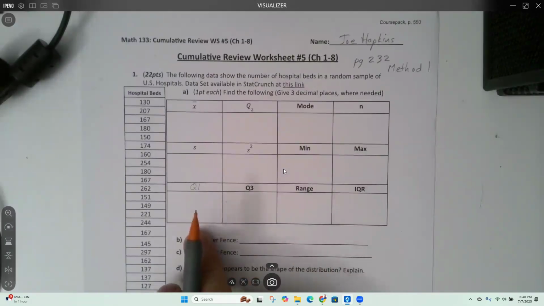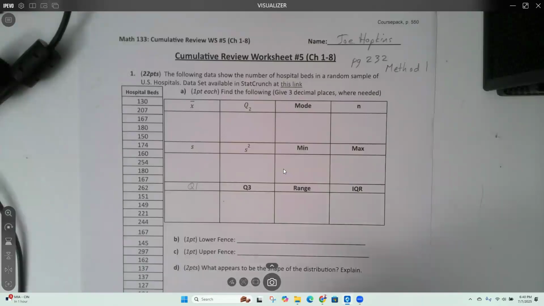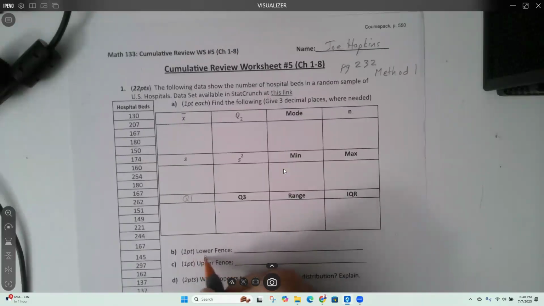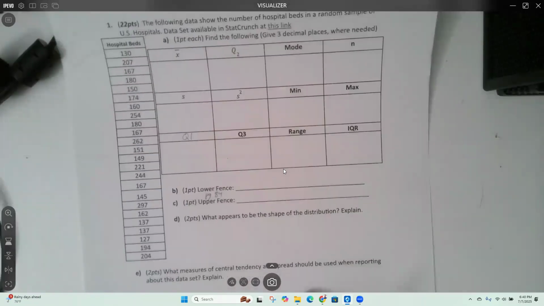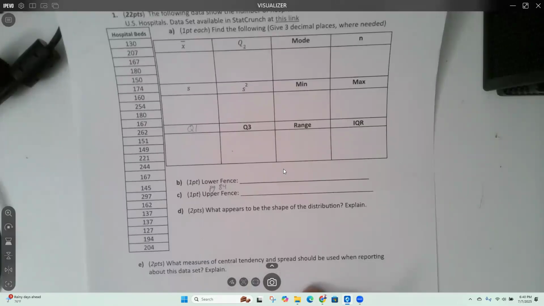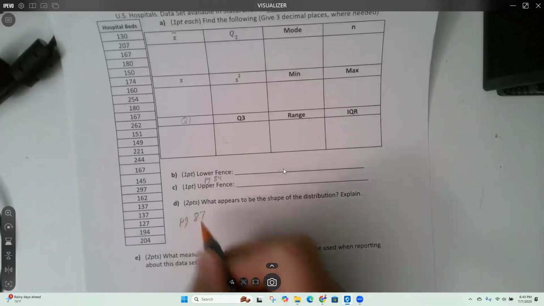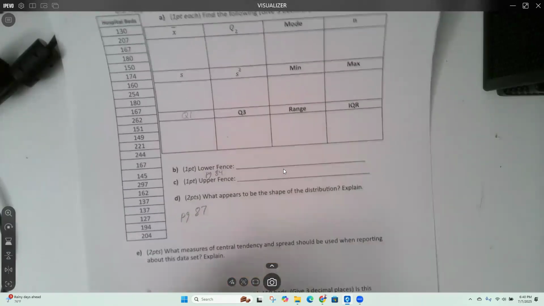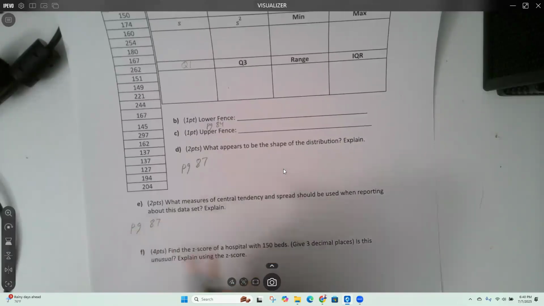So quartile one. Okay. Fences, we talked about on page 84 in our course pack. There's a formula for that. And then, what appears to be the shape of the distribution? It's on page 87. Which measures of central tendency should we use here? Also on page 87.